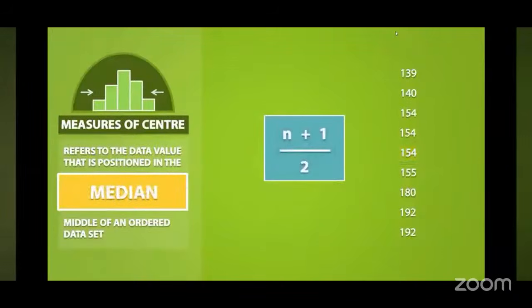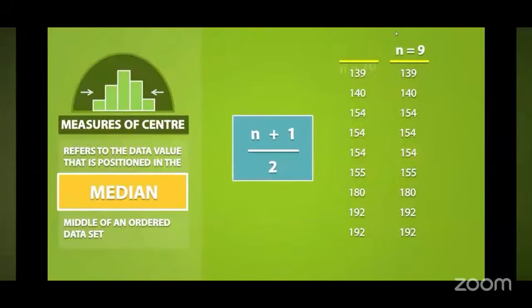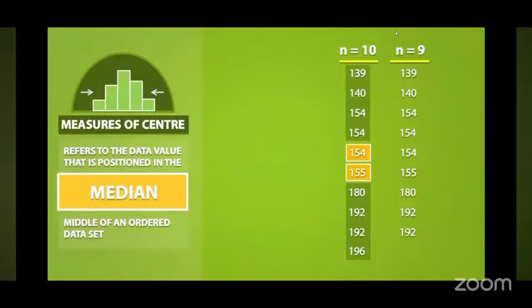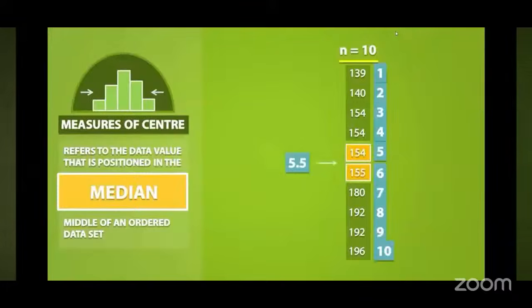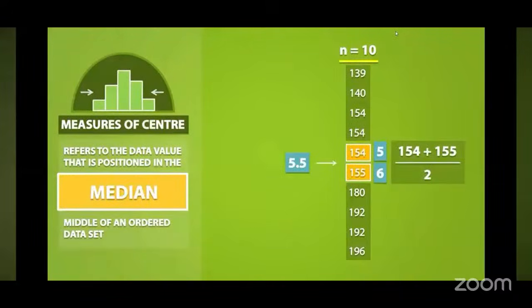We always use the formula (n plus 1) divided by 2 to find the position of the median. When we have an odd amount of data values, the median will always be apparent. However, if n is an even number, we see that we have 2 middle data points. And if we use the formula, we end up with 5.5. We see that there isn't a value in this position, so we take the arithmetic average of the 2 values beside this position. So we would have 154 plus 155 divided by 2, and we get an answer of 154.5. This value is in fact the median for this data set.